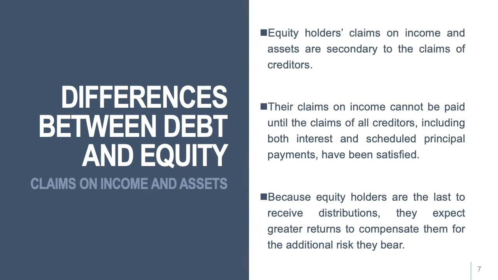So if the company makes income, first the company must pay the interest. Interest is for bondholders or debtors of the company. If there is any income after they pay the interest, then the company can pay the dividend to the shareholders.